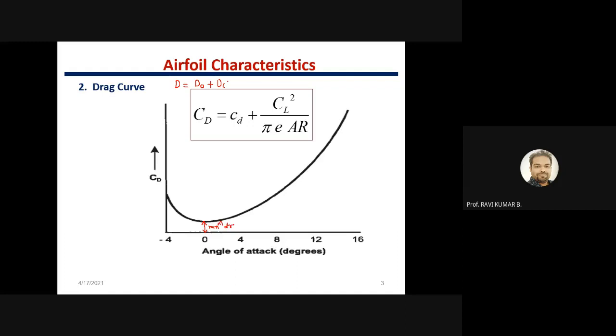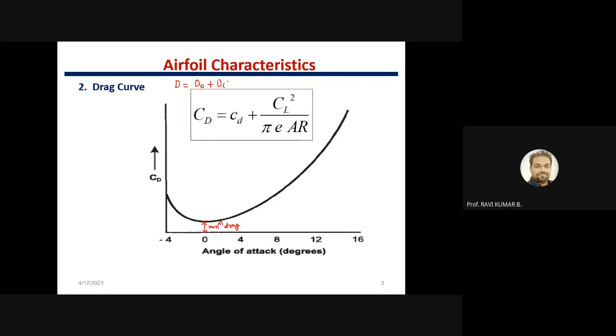Then the moment lift has been generated over the airfoil, as we know, as per this equation, induced drag is directly proportional to CL square, right? So if my CL is increasing by 1%, my drag will be increasing by 2%.